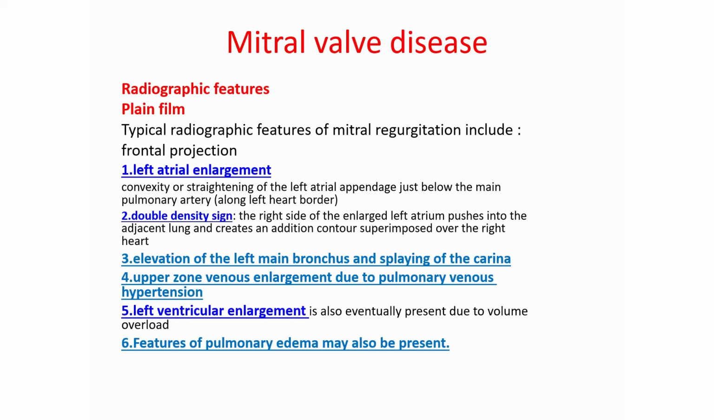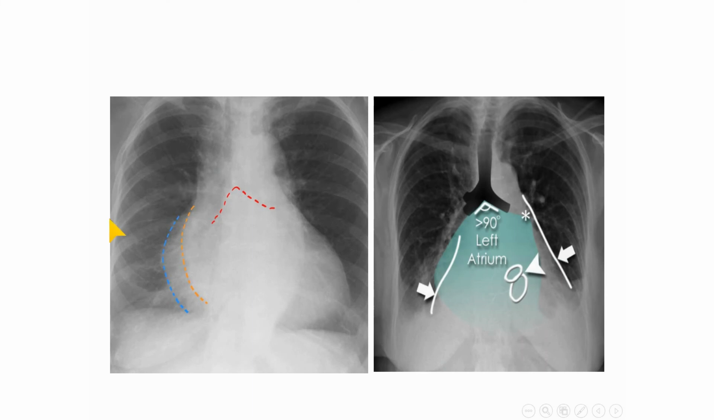The left atrial enlargement will cause a convexity or straightening of the left heart border. As we know, in a normal heart, we have concavity of the left heart border. When the left atrium is enlarged, it will cause either straightening of the left heart border, as in this picture, or convexity. This is because the left atrium is enlarged.